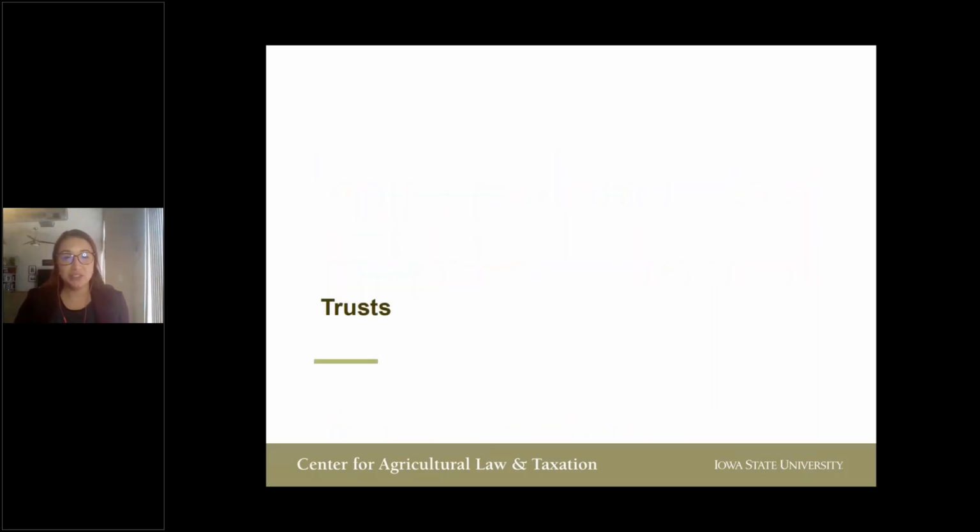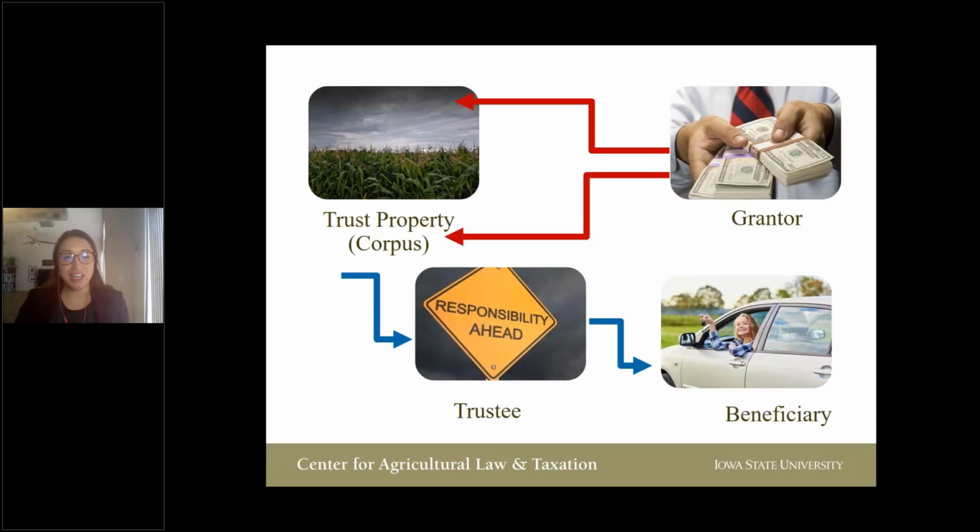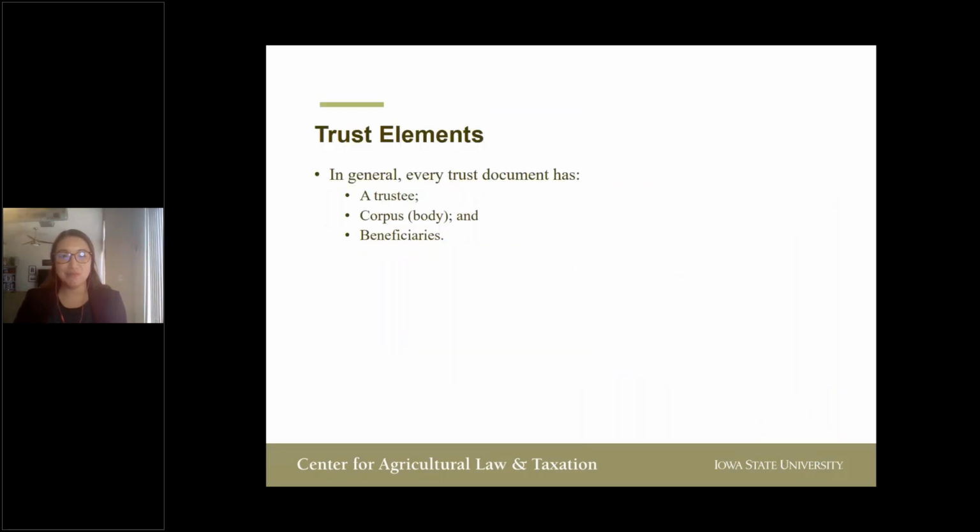We also have trusts then. That's another type of will substitute, and they can sound somewhat complicated. We have this roadmap here of all these different things that you need for a trust. But when you get down to the basics of it, what does a trust document that creates the trust have to have? Well, first off, you have to have a trustee.